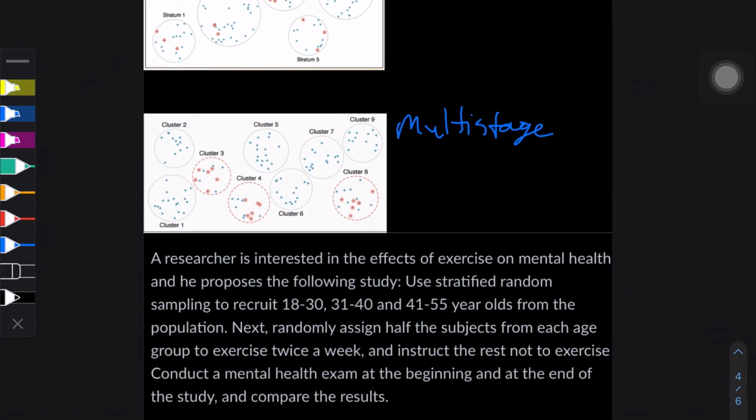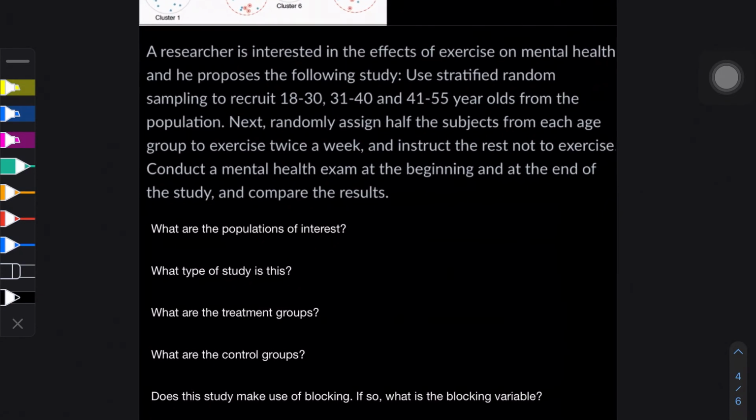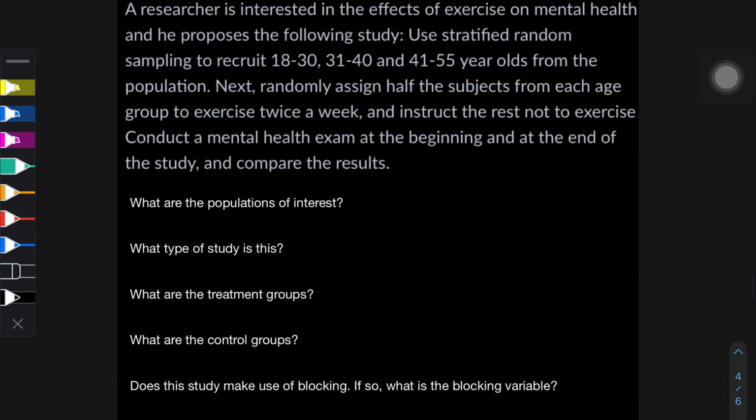Okay, so now we've gone over the basis of some of the stuff we're learning. And now we're going to use this to answer some questions in experiments. So, a researcher is interested in the effects of exercise on mental health, and he proposes the following study. Use stratified random sampling to recruit 18 to 30, 31 to 40, and 41 to 55-year-olds from the population. Next, randomly assign half the subjects from each age group to exercise twice a week, and instruct the rest not to exercise. Conduct a mental health exam at the beginning and at the end of the study, and compare the results.